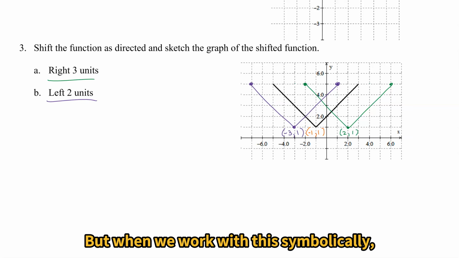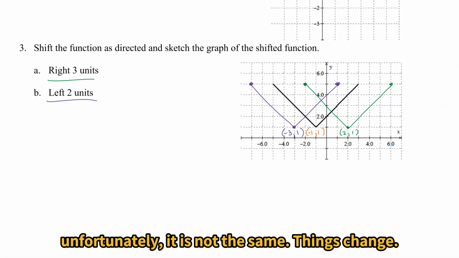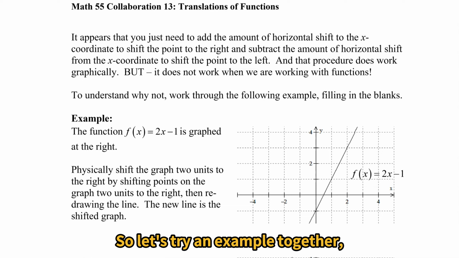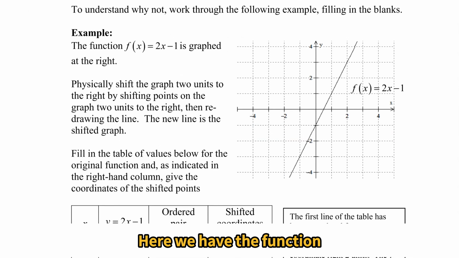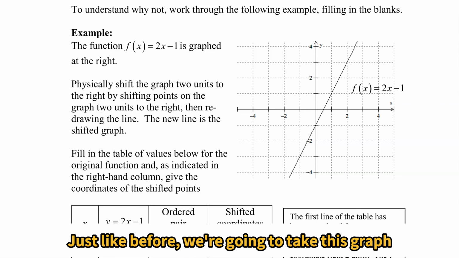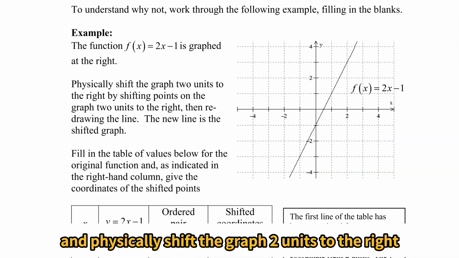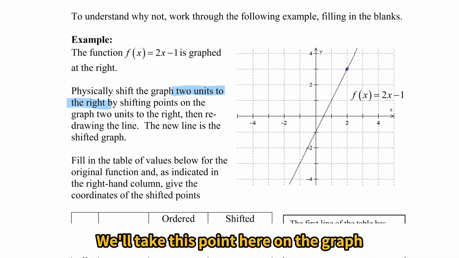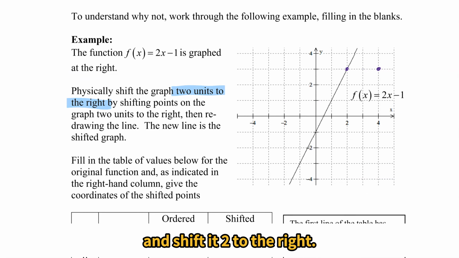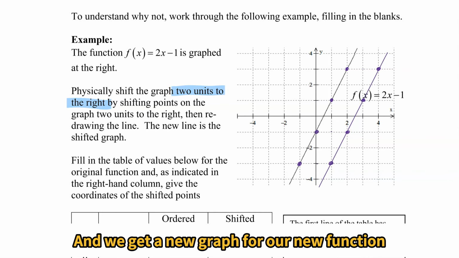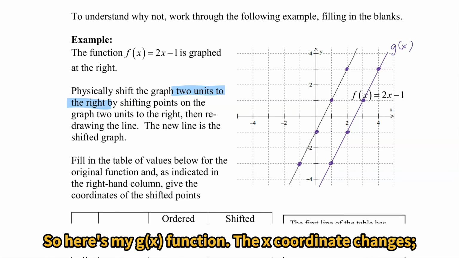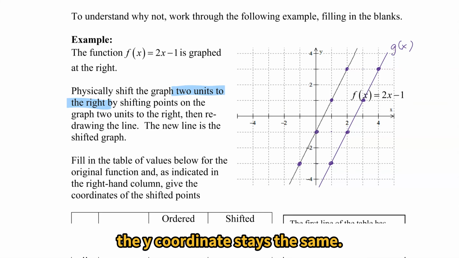But when we work with this symbolically, unfortunately it is not the same. Things change. So let's try an example together, connecting the graph with the symbols. Here we have the function 2x minus 1 and its graph. Just like before, we're going to take this graph and physically shift the graph 2 units to the right just by plotting points. We'll take this point here on the graph and shift it 2 to the right. This point here, 2 to the right, 2 to the right. And we get a new graph for a new function. So here's my g of x function. The x-coordinate changes, the y-coordinate stays the same.